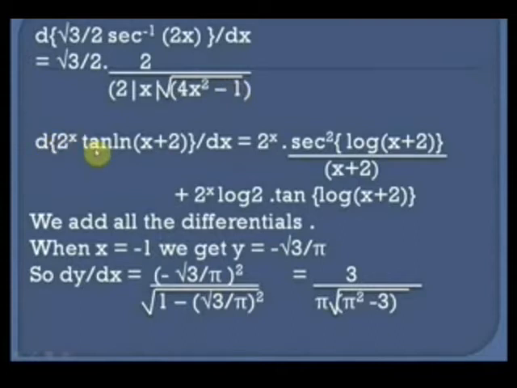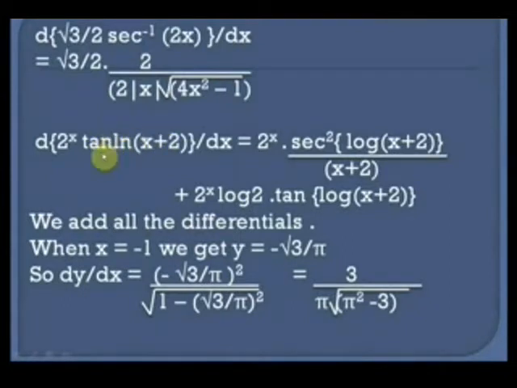Similarly, we try to differentiate the third part, that is 2 to the power of x into tan of ln of x plus 2. So when we try to differentiate it, we get 2 to the power of x into sec square log of x plus 2 divided by x plus 2, because we see that the differential of tan x is sec square x and the differential of ln x is 1 by x.